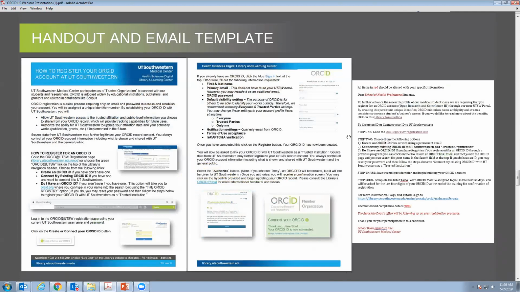And then from there, we also created handouts and email templates. This was a handout, along with an email template that each school could modify, that introduced that this is what we have, an ORCID requirement now, and here are the steps of what you need to do to create it. And this is the little PDF handout to shorten that. And it was sent by the school dean.